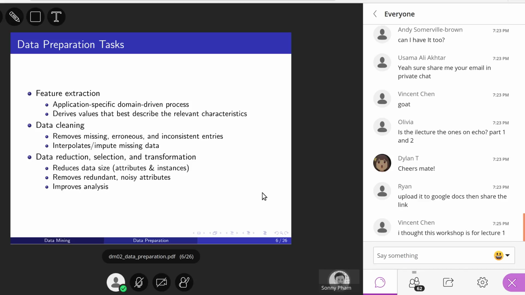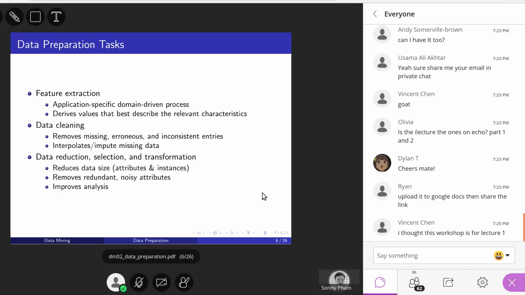So data cleaning, right? This is what you will need to spend time on in the assignment. You might come across missing entries, you might come across entries that are incorrect or inconsistent. You might need to do something about the missing entries, maybe using values that are close to the missing values, and then try to either interpolate or impute the missing values, so that the subsequent data mining algorithm will not complain or will perform better.